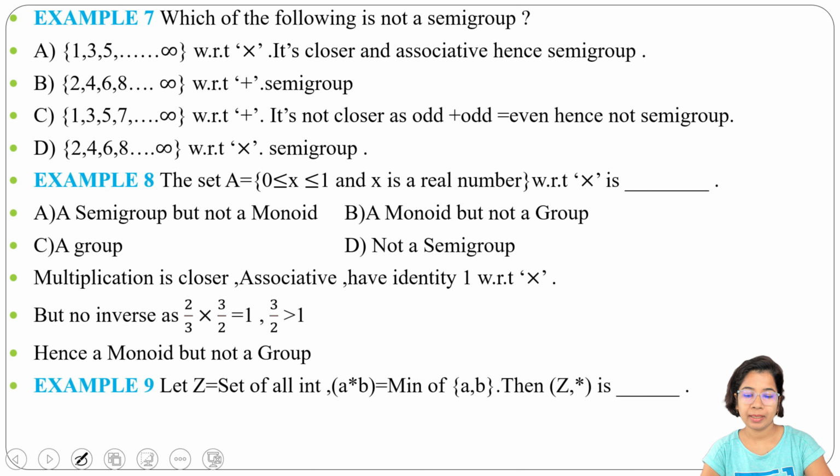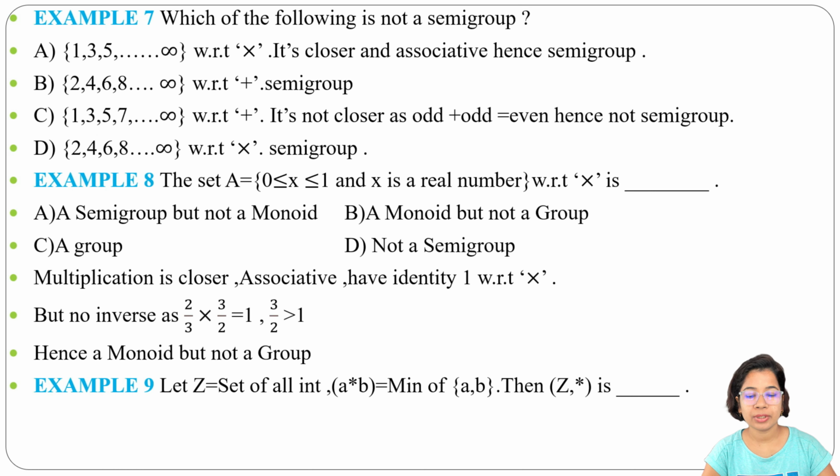Next, example 9. Let Z equal the set of all integers. Now A star B equals the minimum of A, B. So here the binary operation is the minimum of A, B. Then Z star is dash. So you need to check further. Is this an algebraic structure, semigroup, monoid, group, or abelian group?